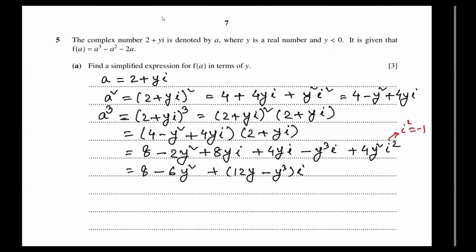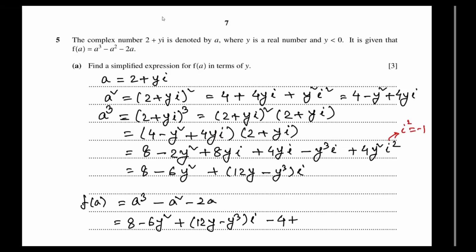Now find f of a. That is a cube minus a square minus 2a. Substitute the value. a cube is 8 minus 6y square plus (12y minus y cube) i. a square is 4 minus y square plus 4yi, so minus a square will be minus 4 plus y square minus 4yi, and minus 2a becomes minus 4 minus 2yi.